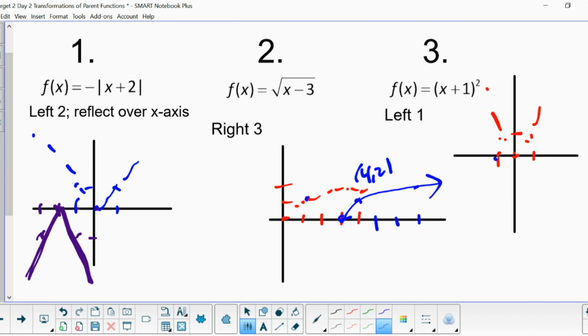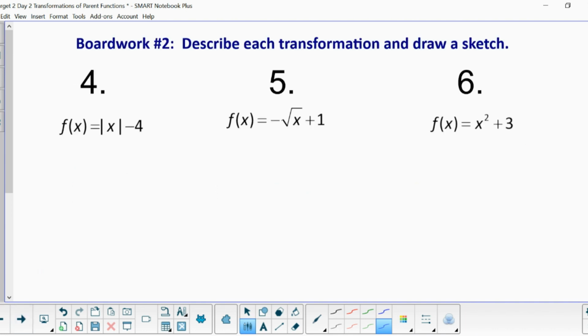So now I'm going to have my vertex at negative 1, 0, and then a point at 0, 1, and then up here. So again, the whole thing has just shifted to the left 1. But the main thing is you want to start with those 3 main points that I plotted here, and then move all of those.